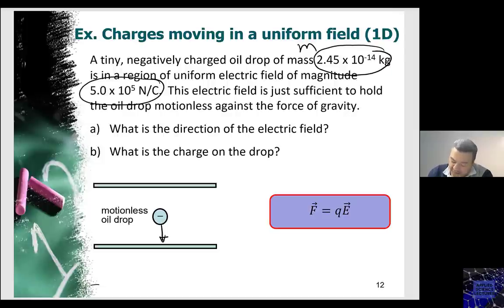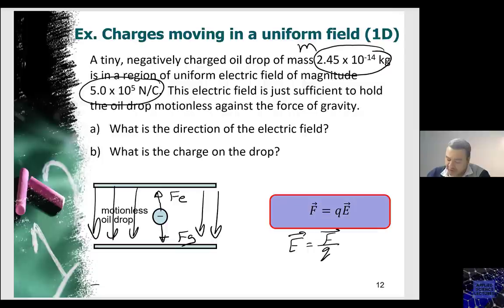Well, if this is the gravitational force, then the force coming from the electric field is Fe. If Fe has to point upward, then based on this equation, E equals F divided by Q, and the Q here is negative, so E should be pointing in the opposite direction. In this case, the electric field would be pointing downward. Why? Because Q here is negative. And remember, if the charge I am evaluating the force on is negative, then the direction of the electric field will be opposite to the direction of the force. So in this case, the electric field will be pointing down.